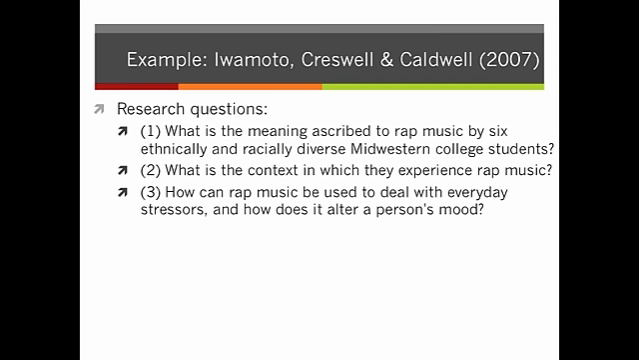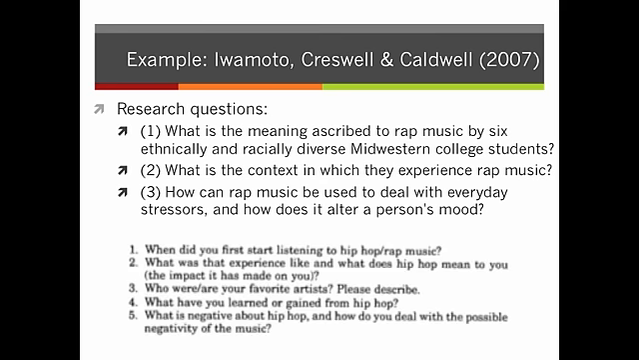And again, this is a phenomenological study. So they were really interested in the meaning ascribed to rap music, as well as the context in which students experience rap music and how rap music might be used to deal with everyday stressors. So they didn't go right ahead, and this was not their interview protocol. Instead, their interview protocol looked like this.